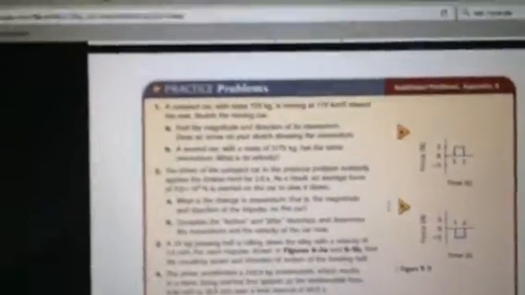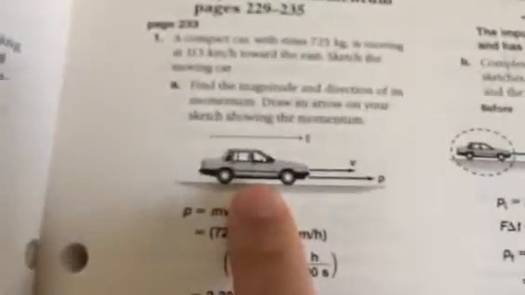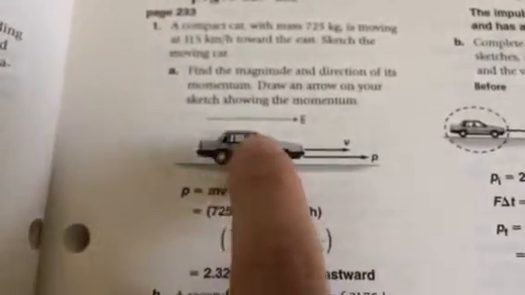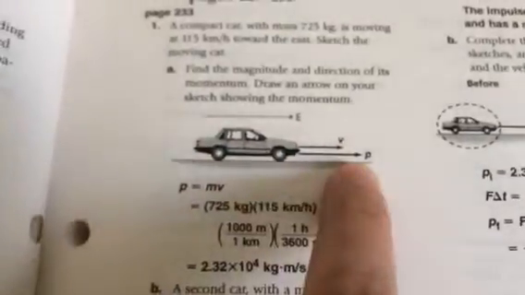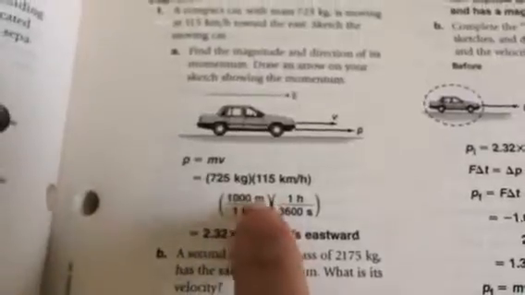Let's see. So first we had to find the magnitude and direction of the momentum. So to find the magnitude, remember momentum is just mass times velocity, and then direction, if the car is moving east, then the momentum is east. And to show you, would just have to draw that. Okay, here's a picture. Velocity is east, which means the momentum is also east. And to figure out the momentum, it's right here.